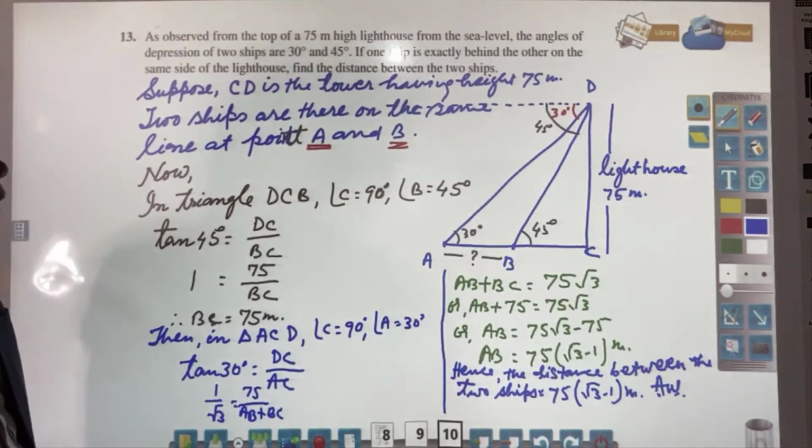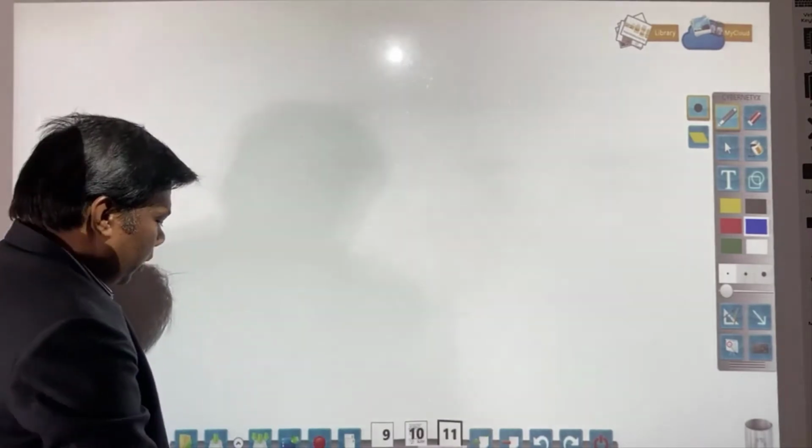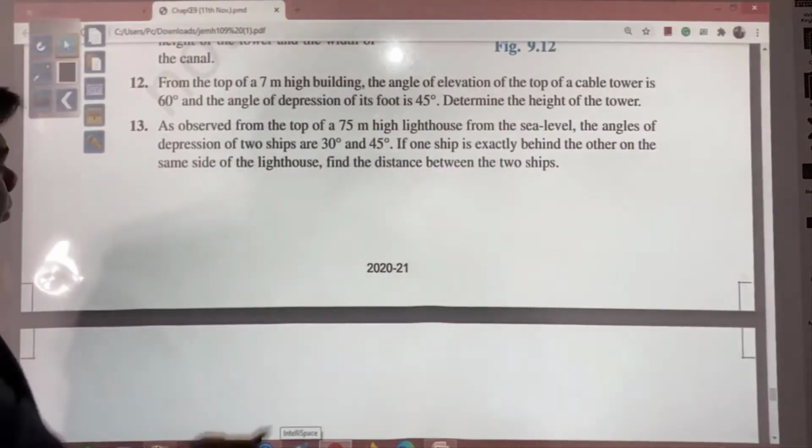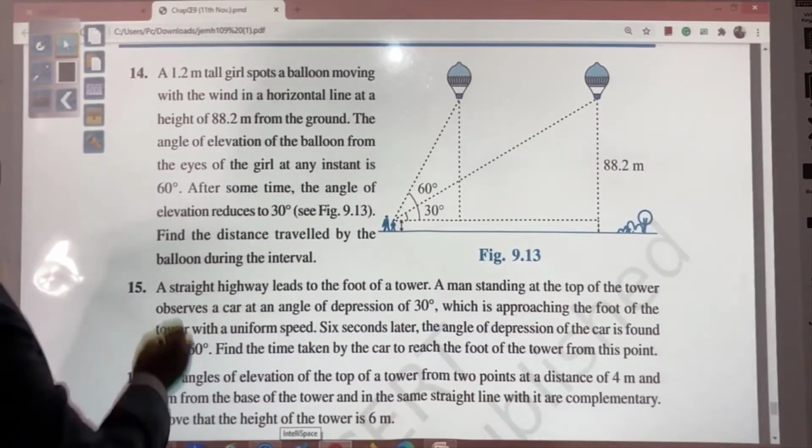So in this way this type of questions are required to be solved. Next question we will see. Question number 14.